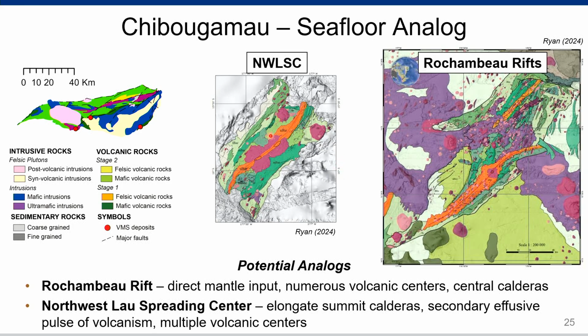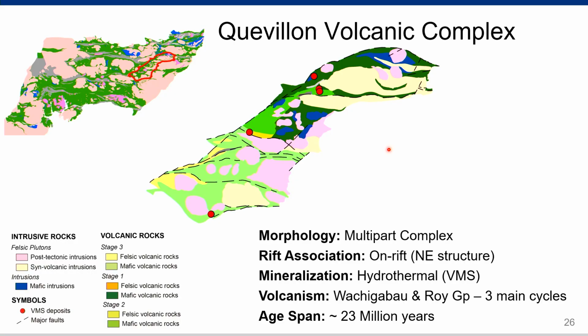The Northwest Lau has seen a huge pulse of volcanism directly on the rift, but also adjacent to the rift in a series of structures. And that's the same with the Rochambeau. We've got leaky plates here, areas where magma is not just coming up directly through the center of the rift, but erupting all around it as well. So let's take a look at Kivalon.